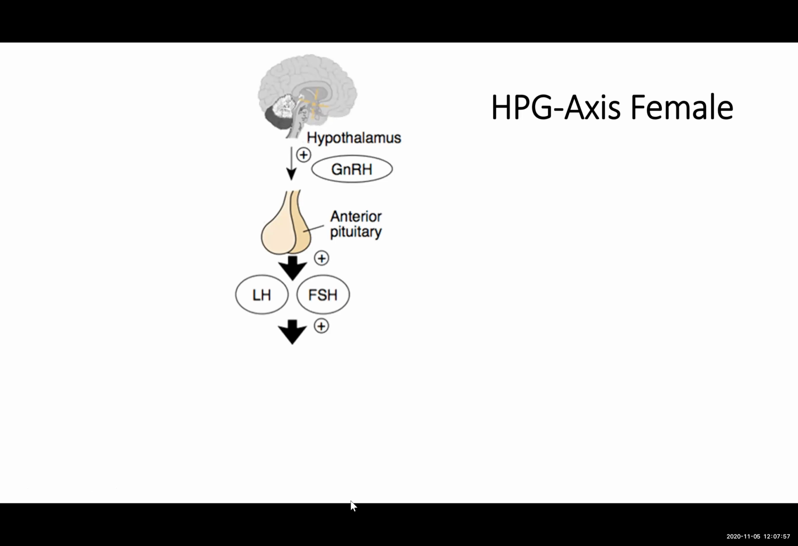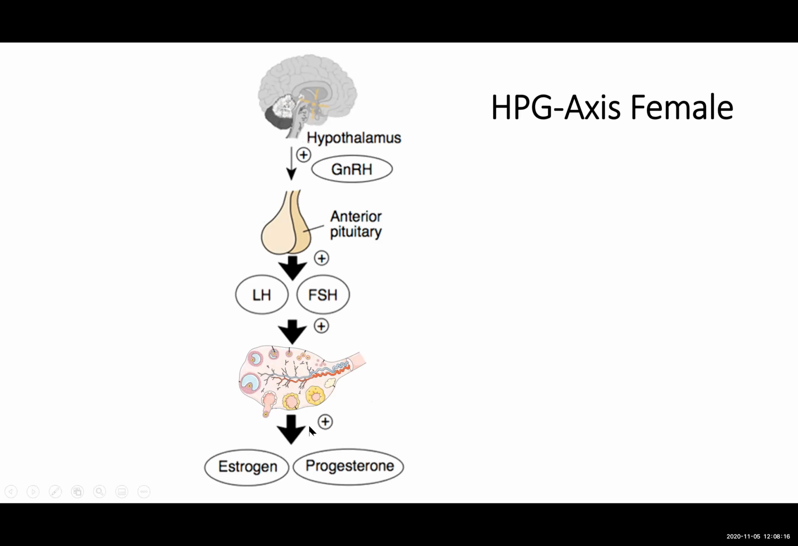All right, so the pituitary gland will then release LH and FSH, so luteinizing hormone and follicular stimulating hormone, which will positively act on the ovary. So when it acts on the ovary, it is going to produce estrogen or progesterone, depending on what stage it's in. And estrogen and progesterone then feed back into both the hypothalamus and the anterior pituitary gland to regulate this cycle.